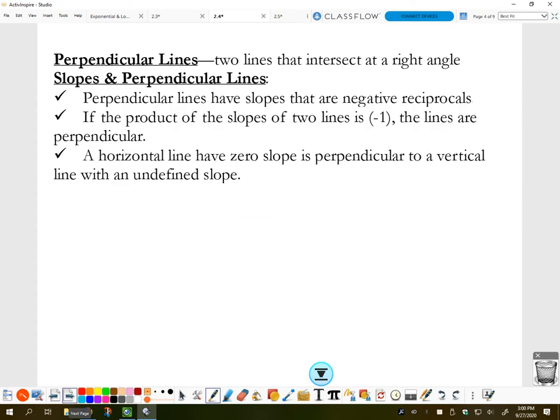Alright, perpendicular lines are two lines that intersect to form right angles. They're going to have slopes that are negative reciprocals. If you multiply their slopes together, you would get -1. Remember that horizontal lines have zero slope. Perpendicular to that would be a vertical line whose slope is undefined, which makes sense because if something has a slope of 0, it's like 0 over a number. So if I do the reciprocal of that, I'm going to be undefined.